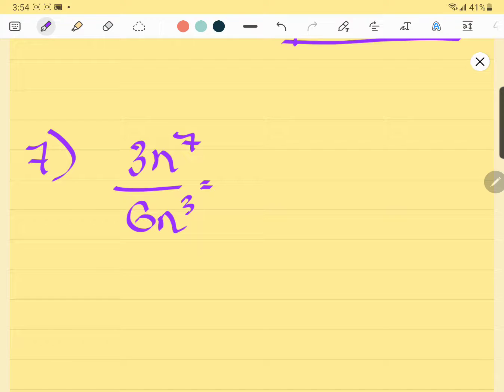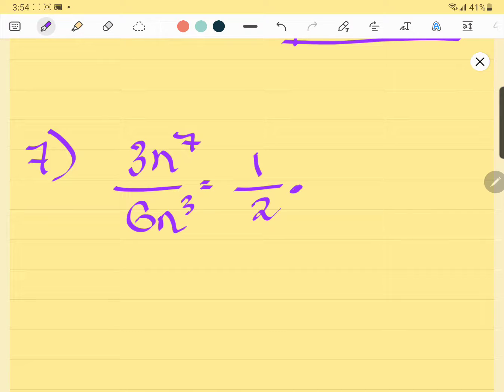All right, guys, so we're going to do number 7. The expression that we have is 3n raised to the 7th power divided by 6n raised to the 3rd power. Okay. So guys, let's take care of the numbers first. What is 3 divided by 6? Or how can we rewrite or simplify that? 1/2. So we're going to write 1 over 2. And I'm just going to put a little multiplication symbol here.